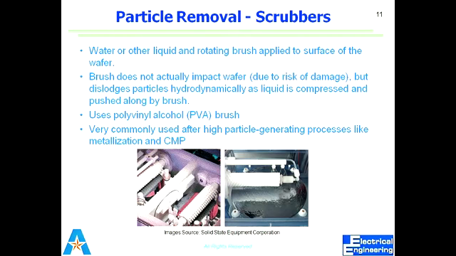Okay, so why do we use PVA? PVA, because it is a very soft and elastic material, and it is good for exerting some pressure, and it has some flexibility as well. So that's why PVA has been considered a good material for making those brushes along the surface of the wafer.